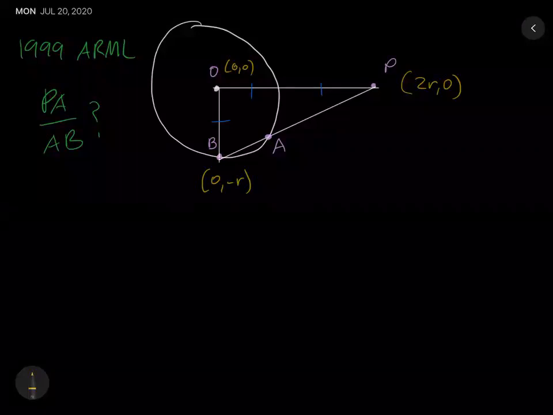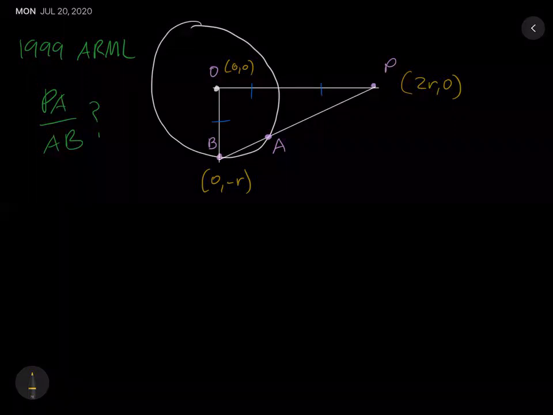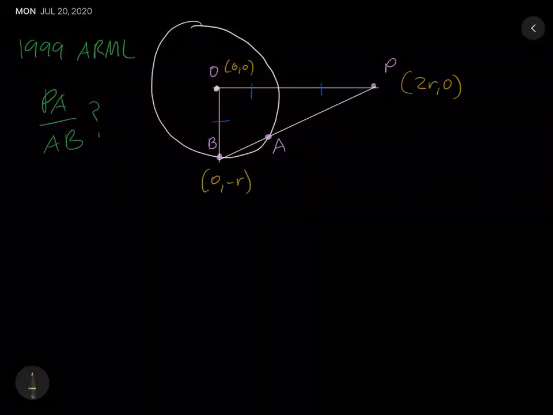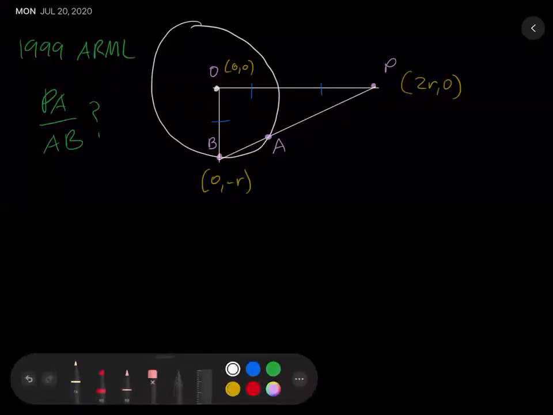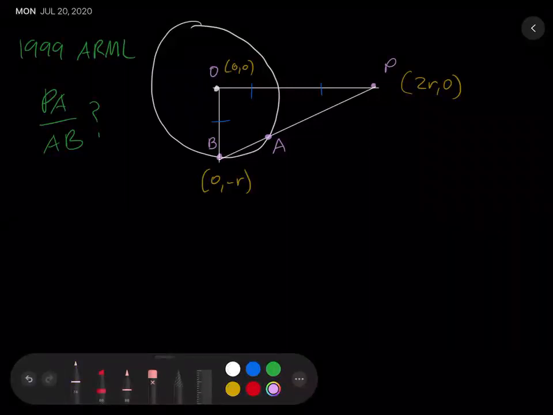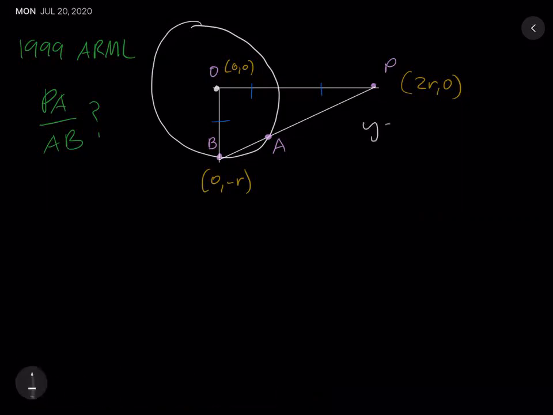So like we did last time, we're going to try to find some equations of lines. OP and OB, they're really easy to find, so we don't really have to worry about them too much. But PB is a tiny bit tricky. Not really, it's pretty straightforward. I lied to you. So from 0, -r to 2r, 0 has a slope of 1/2. So we can express our equation as y equals x over 2 minus r, and we can plug in 0, -r, like this.